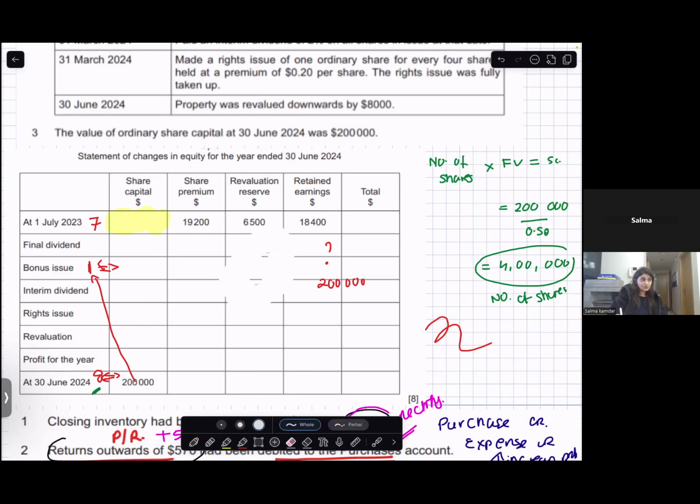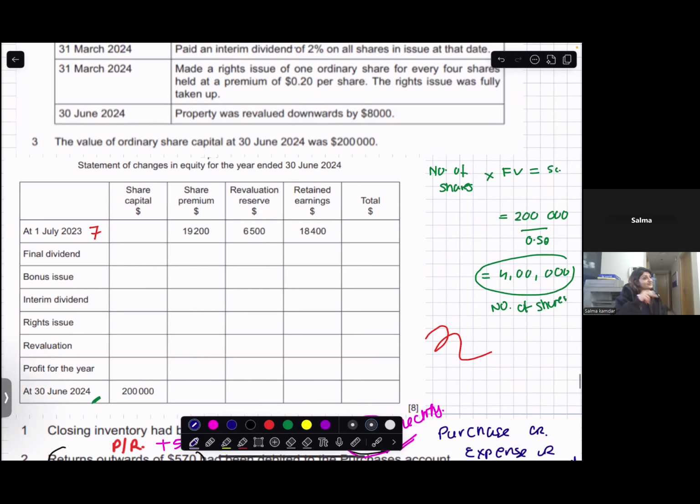But here is an issue. There is an issue over here. What is the issue? That issue is also there and the other issue is also there.